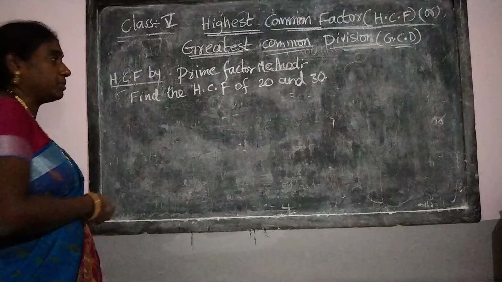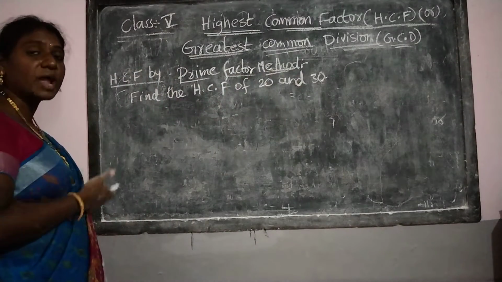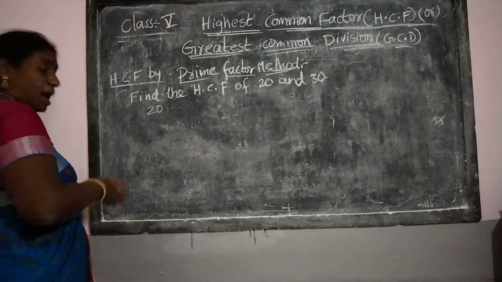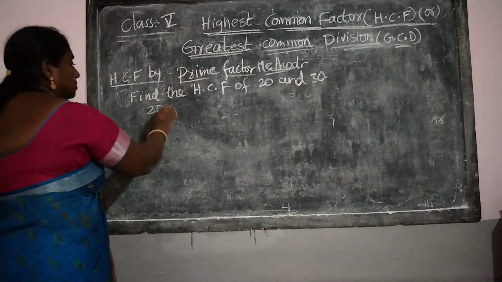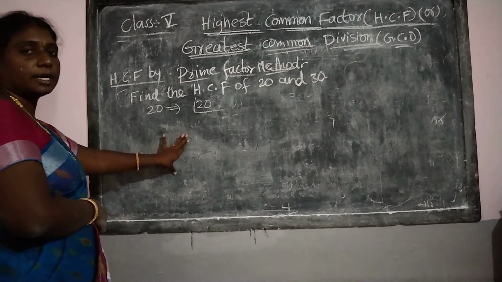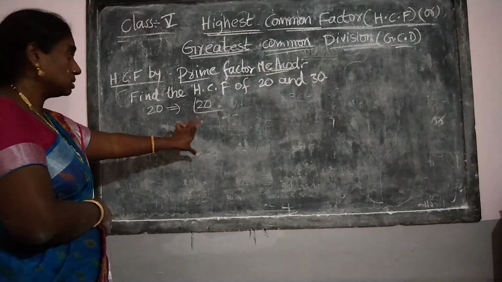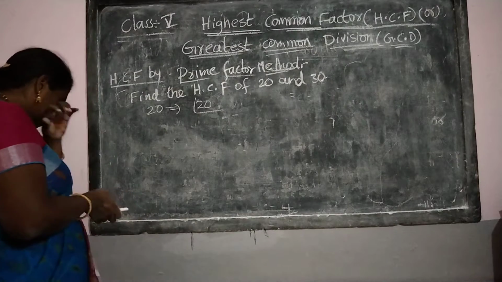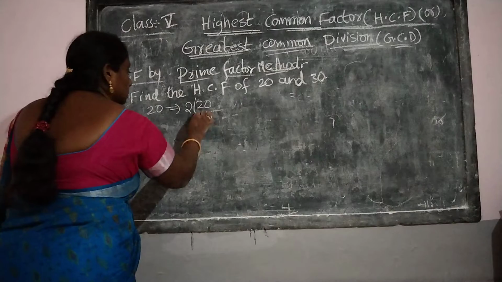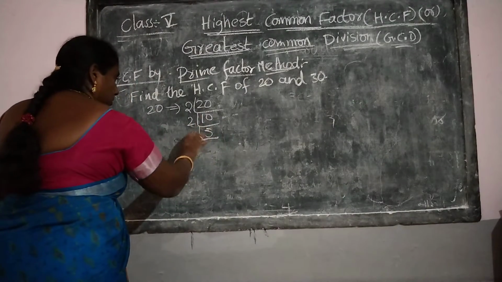First of all, we have to find the prime factors of the given numbers. First I take 20 and find its prime factors. How to find the prime factors? Using the division method and the factor tree method, which I already explained in the previous class. Now see here: 2 tens are 20, again 2 fives are 10, then 5 once is 5, so 5 ones.